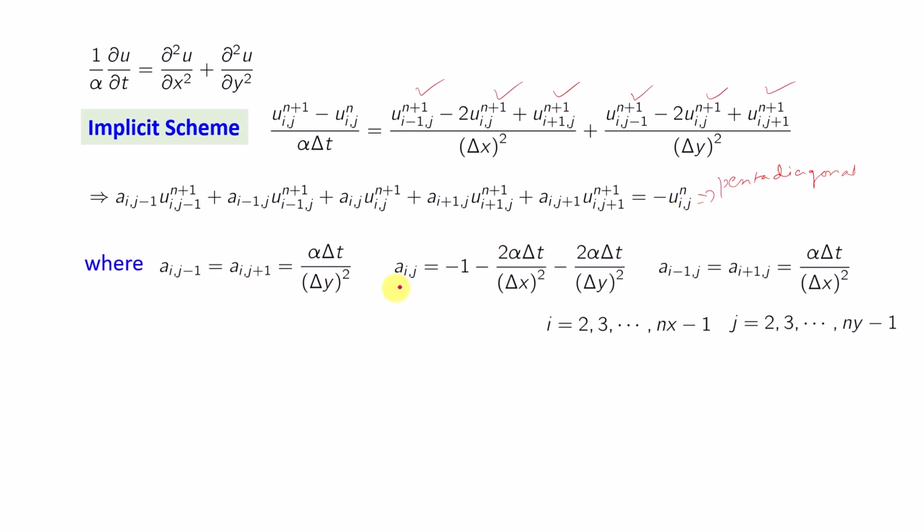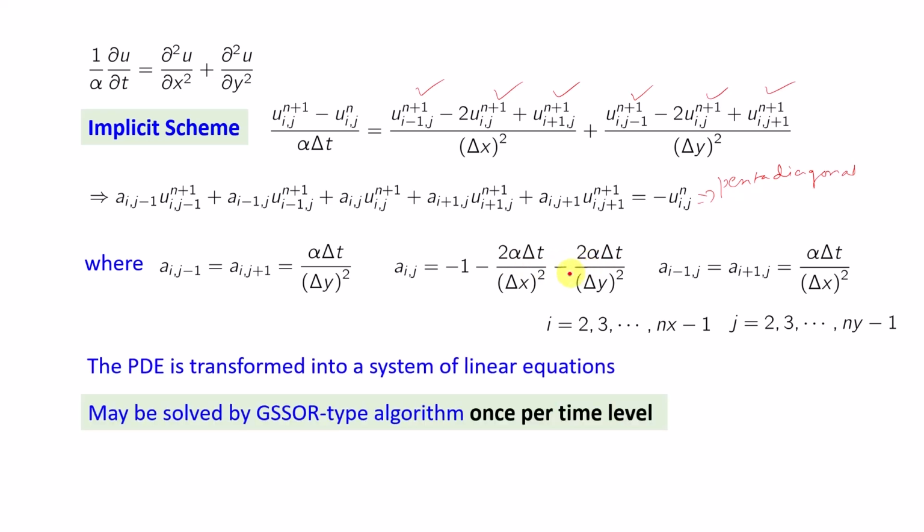Here the a_ij's you can calculate from here. All of them contain this alpha delta t term. Unlike the steady case, where they are only 1 by delta x square or delta y square, now they contain the alpha delta t term. Now the PDE is transformed into a system of linear equations.